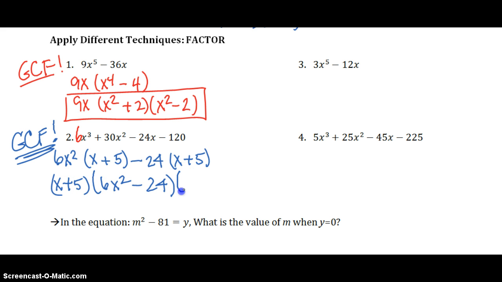So maybe I should have put the x plus 5 at the end. It doesn't matter where you write it. Put it at the end. That'll make it easy to see where I'm getting my 6 from. So this is where I am. x plus 5 is in both. 6x squared minus 24. Factor out the 6. That leaves me with x squared minus 4, which is a difference of squares.